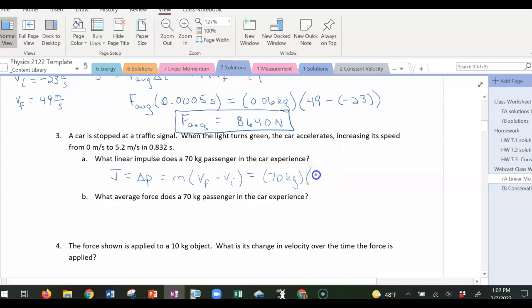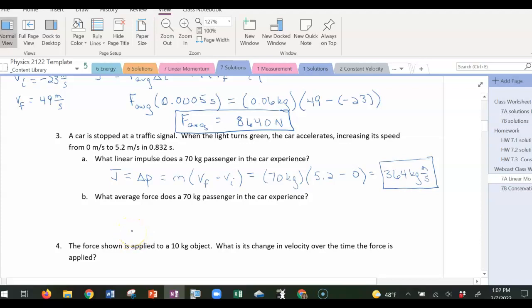The passenger has a 70 kilogram mass. Their final velocity is 5.2 meters per second. Their initial velocity is 0. And so the change in the passenger's momentum is 364 kilogram meters per second. And that must also be the amount of the impulse applied to the passenger.